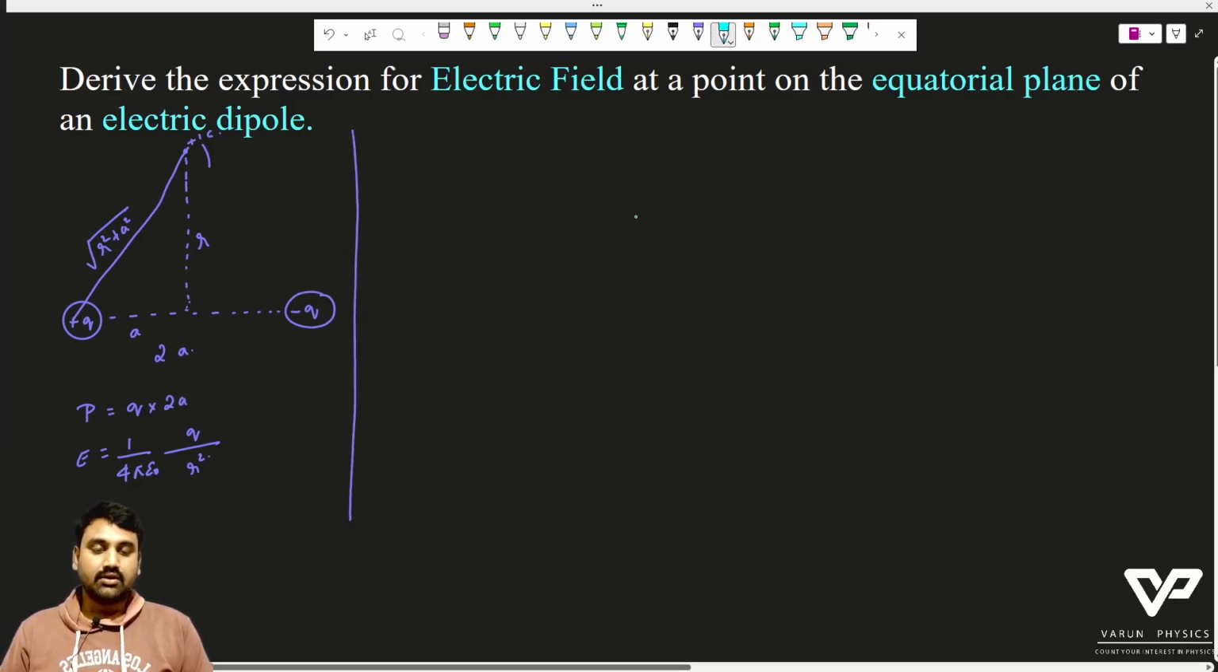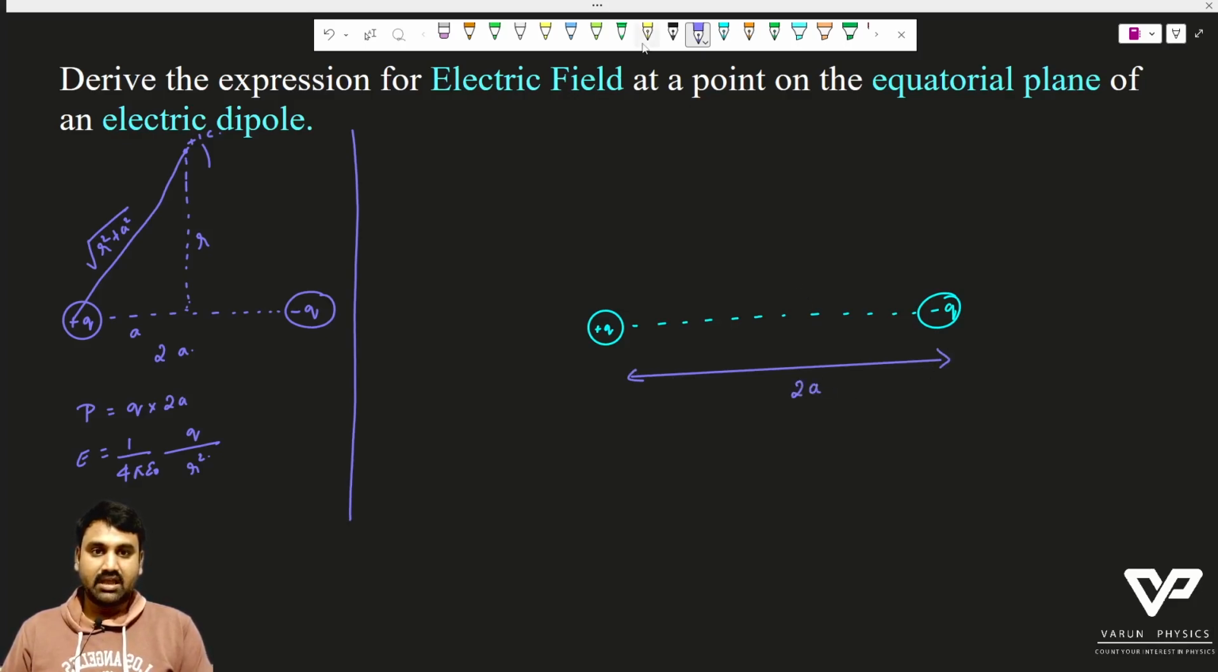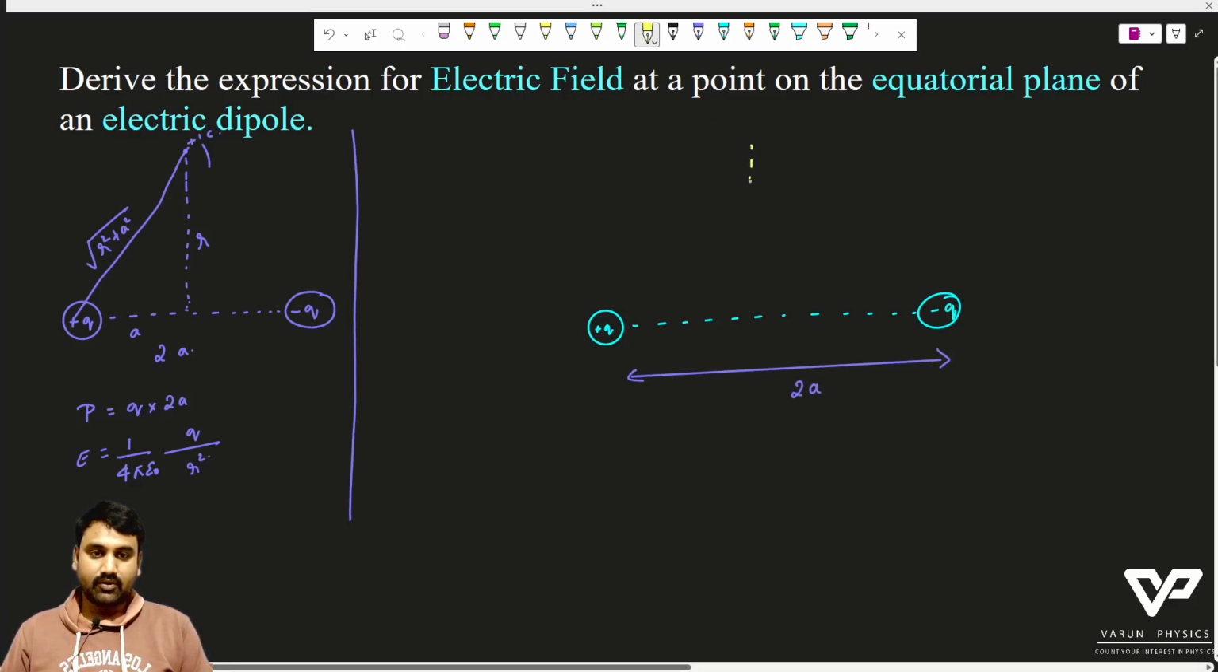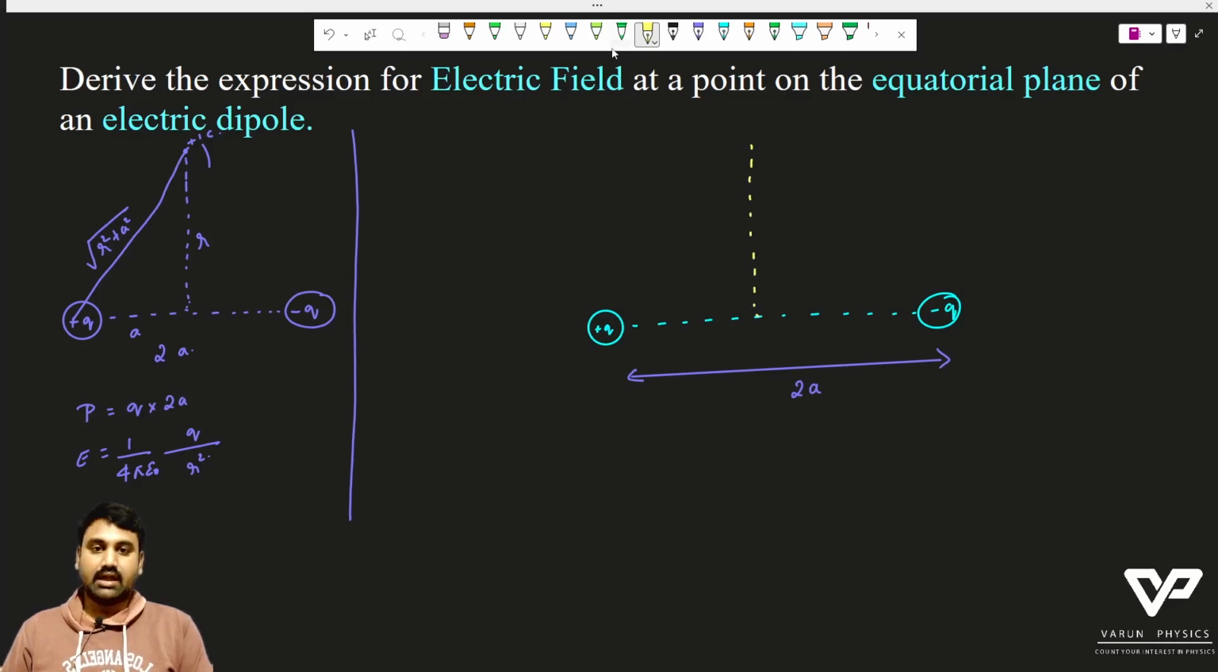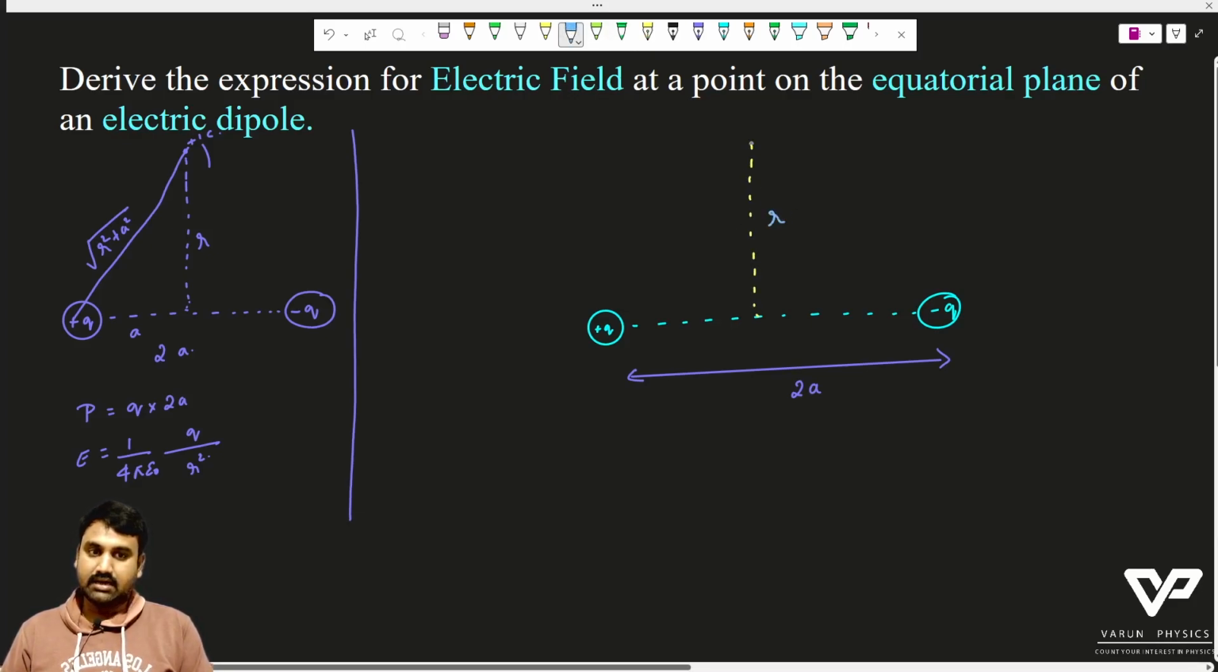So we have a 5 mark question, important for PU: plus Q charge and minus Q charge, separated by a certain distance. Let us assume that both are separated by a distance 2a, and an equatorial point is selected at a distance r. This point is P.